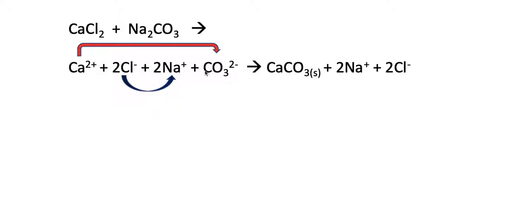All of these ions could have an AQ for aqueous as a subscript here. I just did not want to put a lot of information here for you to get confused, but you could put it in parentheses as a subscript as AQ for aqueous. And that is how you go about balancing these types of reactions.